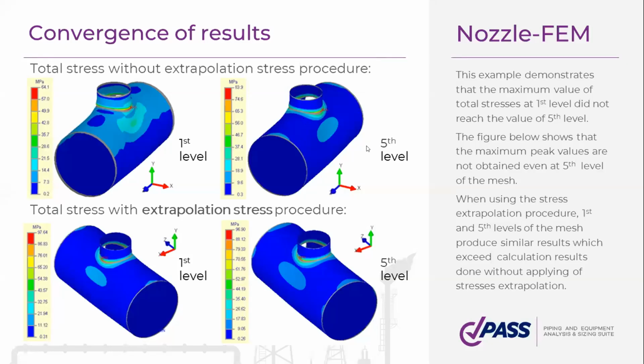This is just a small example. You see the upper 2 pictures show what the results will be with extrapolation. On the first level of mesh, you will not get good results. You can have too small stresses. And on the second level, you see the results are practically independent of the level of the mesh.